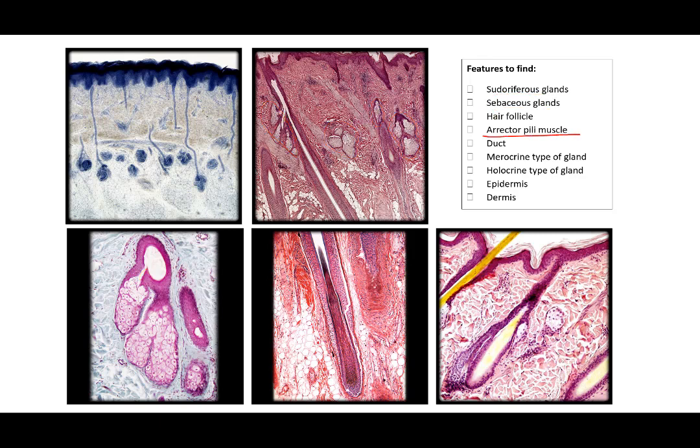Erector pili muscles are muscular tissue that we see within the slide. These are some erector pili muscles. This is some muscle tissue. We can see them. They're not lined up as perfectly as we would like them to be. This is some muscle tissue right here. Those are the muscles that are associated with the hair follicle.